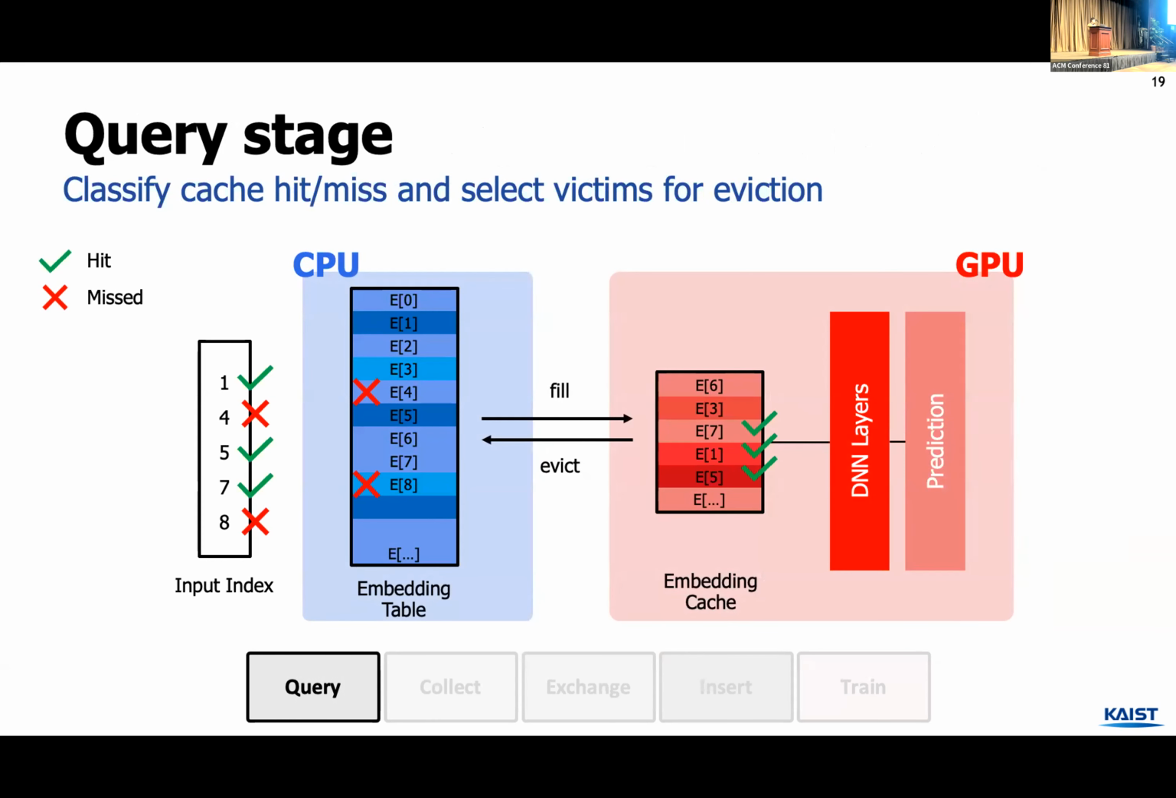Now, the first part is the query stage. In this stage, the given input indices are classified as hit or missed. Missed entries need to be fetched from the CPU embedding table to the GPU embedding cache. To store the fetched embedding entries in the cache, it needs the same number of free slots. So the same number of entries should be evicted from the cache and must be backed up to the CPU embedding table. So the victim selection process is also performed in this stage.